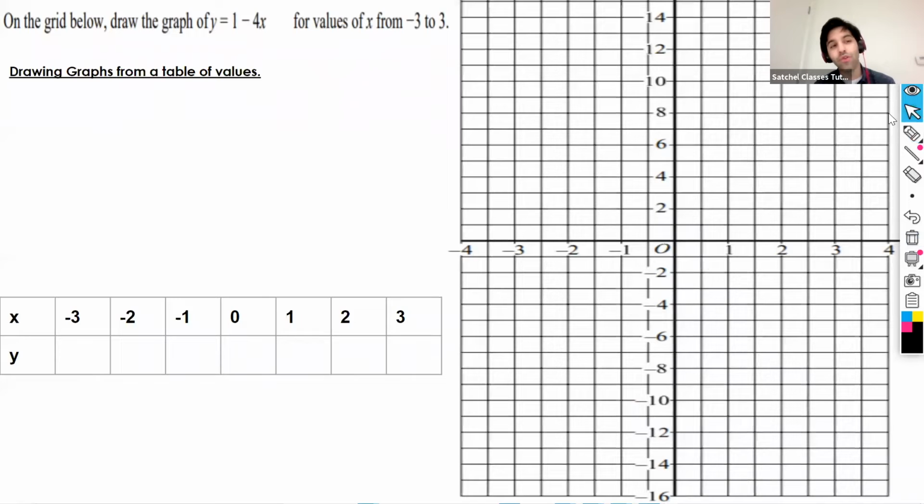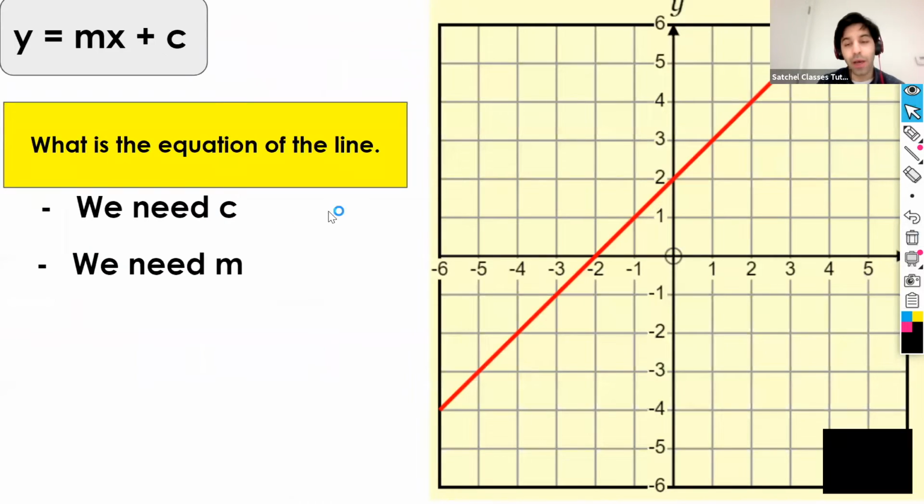So this is drawing graphs using a table of values, but sometimes they might give you the graph and tell you to write the equation of the line. So the two things that we need are c and m, because we know the equation of a line is y equals mx plus c. So already I can see my y-intercept is going to be +2. So c is equal to +2.